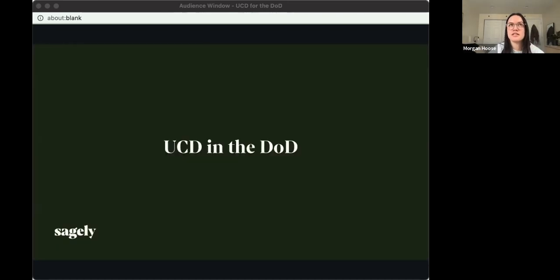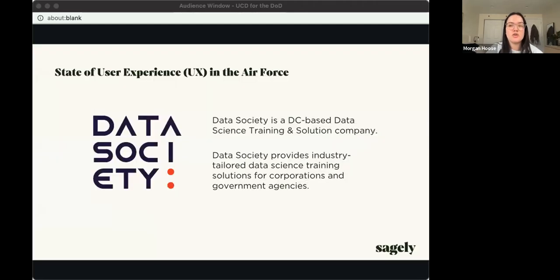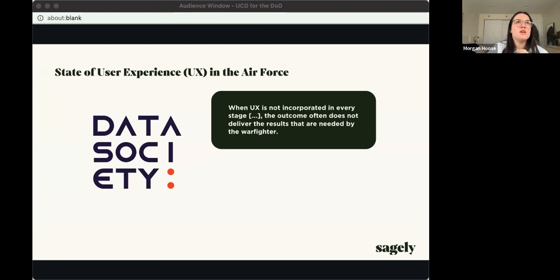So the last section here is I want to cover UCD and the DoD specifically. The Data Society is a DC-based data science and training solution company, and they provide data science training and solutions to corporations and government agencies. And they did a report in 2021 about user experience in the Air Force.